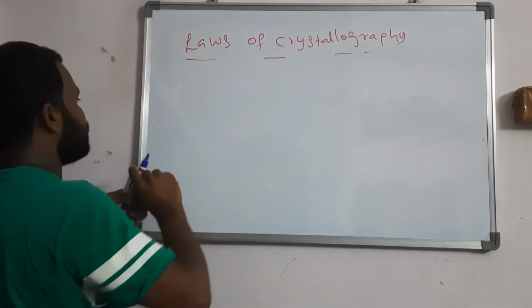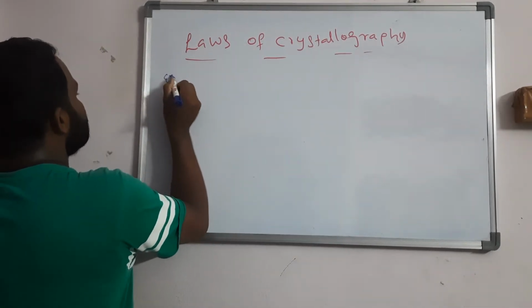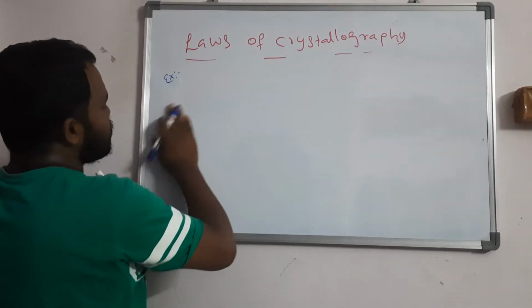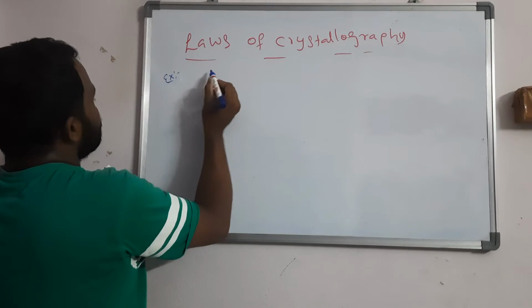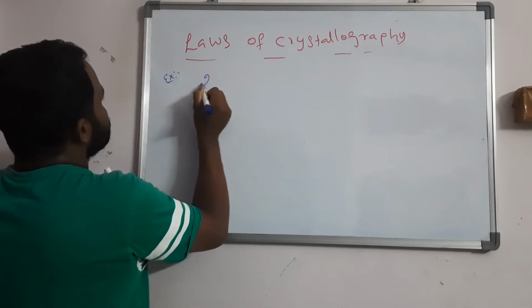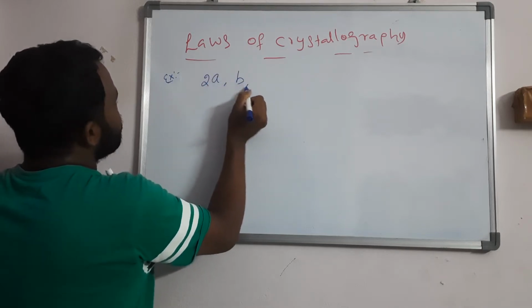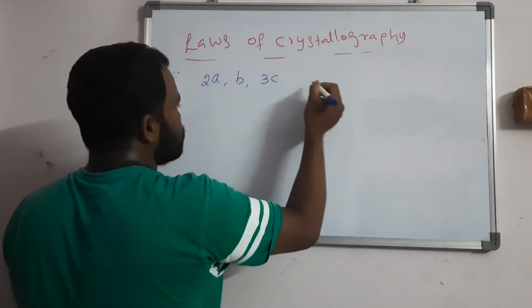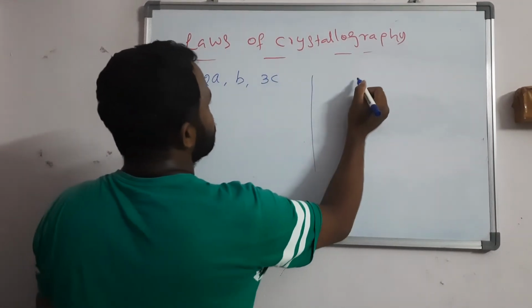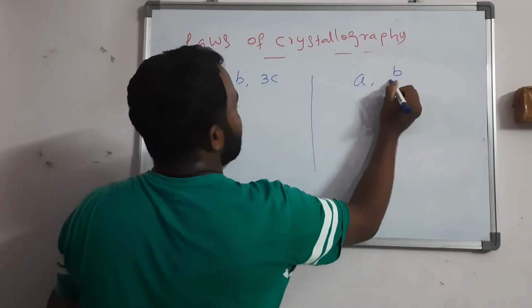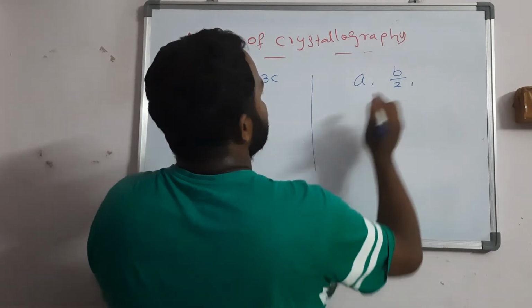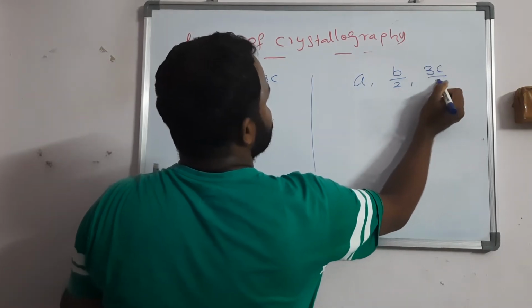So the next example I am giving. Same question, but the crystal plane intercepts at 2A, B, 3C. Now pause and solve the question. Next question, same but with A, B by 2, and 3C by 2. This is one more question.